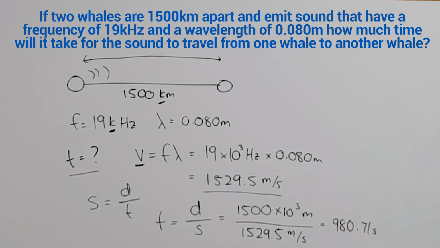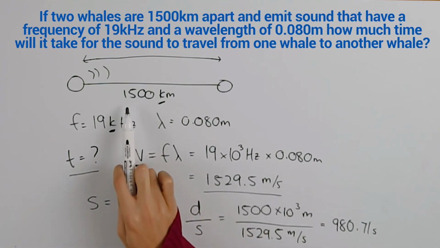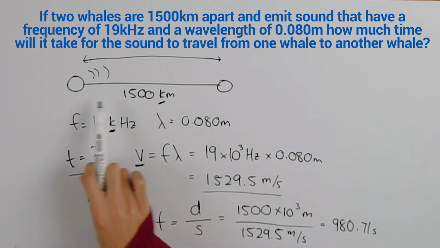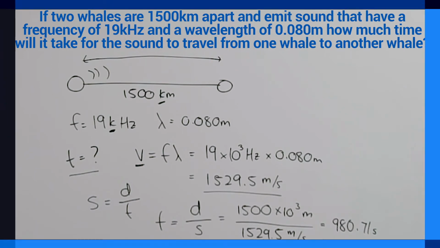980.71 seconds. Because our distance is given to us in meters and our speed is given to us in meters per second, the answer will be in seconds. Now we want to check if this answer makes sense. Our speed of the wave is around 1.5 kilometers every second. We have to travel 1500 kilometers. So yes, 980 seconds does make sense if that's how far it has to travel. So we accept this answer.